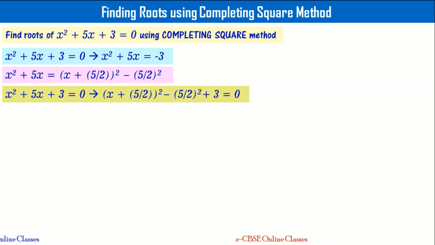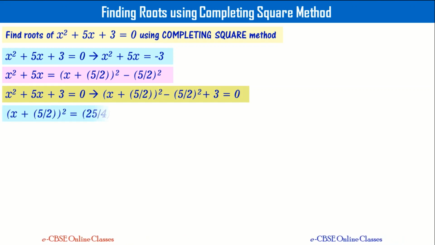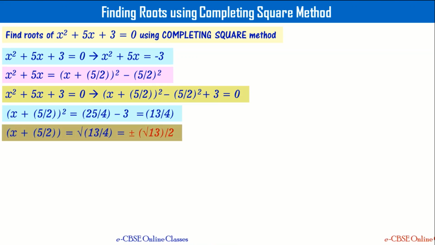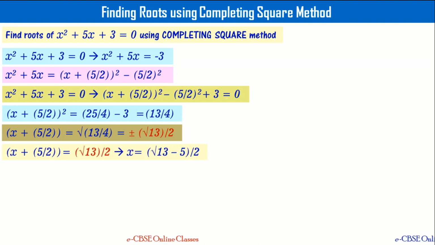x square plus 5x plus 3 equal to 0 now can be written as x plus 5 by 2 whole square minus 5 by 2 whole square plus 3 equal to 0, right? When you rearrange and simplify, x plus 5 by 2 whole square can be written as 13 by 4. It means x plus 5 by 2 is equal to plus or minus square root of 13 divided by 2, right? When I take plus square root of 13 by 2, I can say that x plus 5 by 2 equal to square root of 13 by 2. When you simplify it, you get x equal to square root of 13 minus 5 divided by 2.